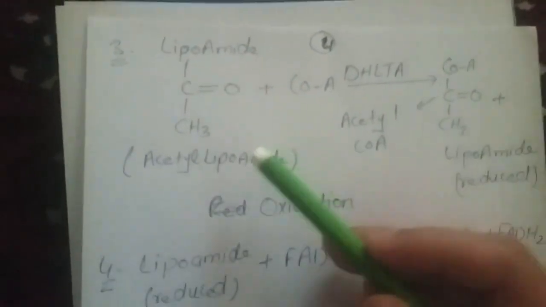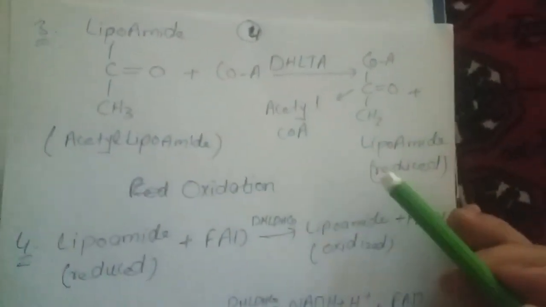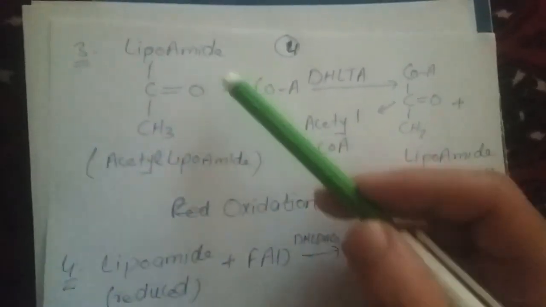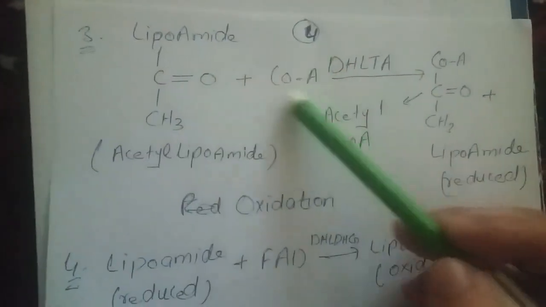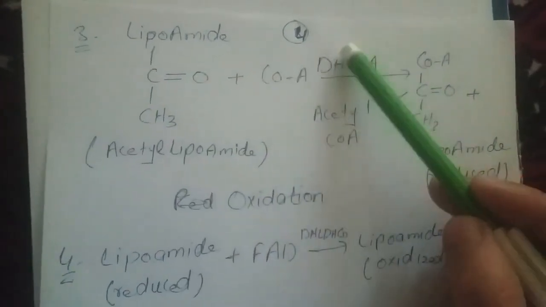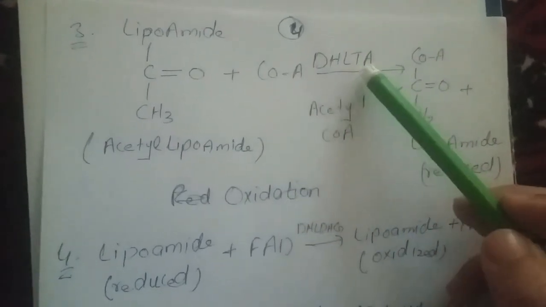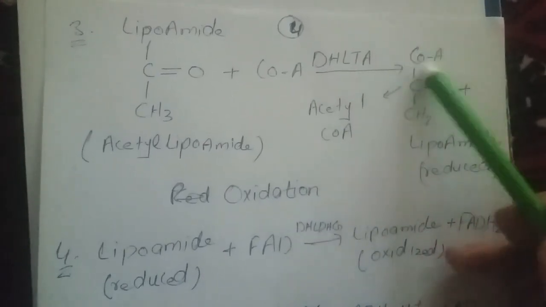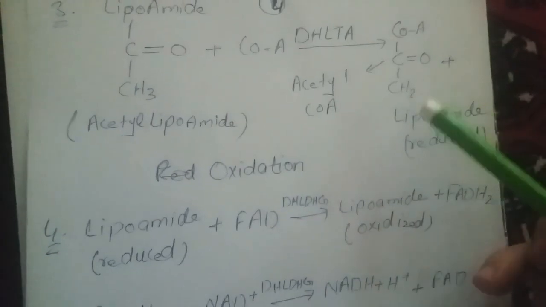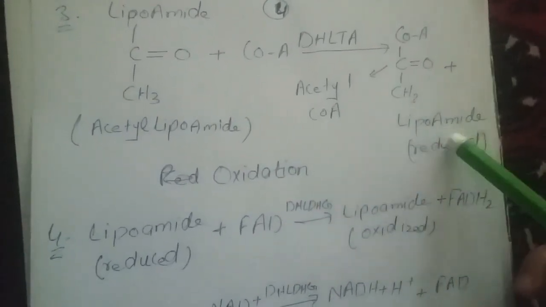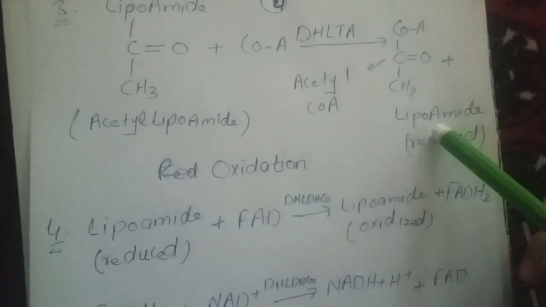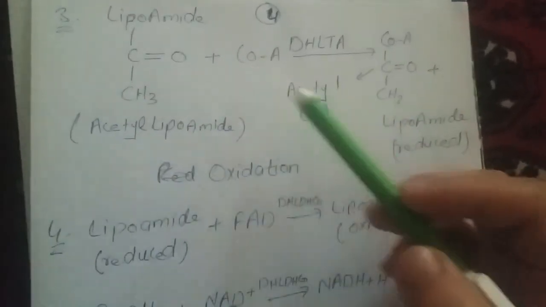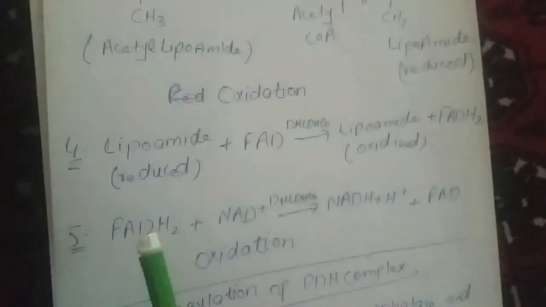In the third step, acetyl lipoamide is converted into reduced lipoamide and acetyl CoA. Actually, in this step, acetyl lipoamide combines with coenzyme A. The enzyme working is the same one which was working in the second step, dihydrolipoyl transacetylase. In place of lipoamide, coenzyme A will attach, and the lipoamide will be removed and also reduced, because hydrogen is added to lipoamide. So this step was an oxidation step, because here oxidation of acetyl lipoamide occurs.